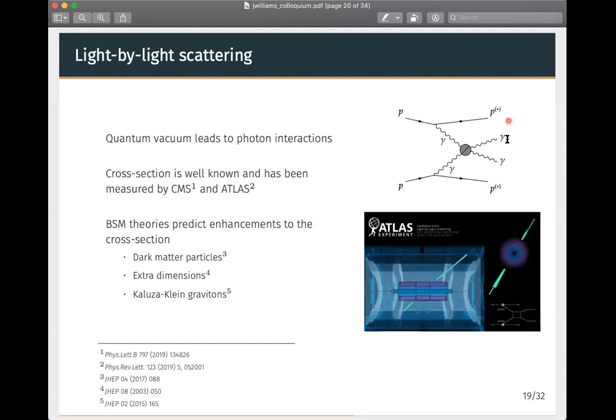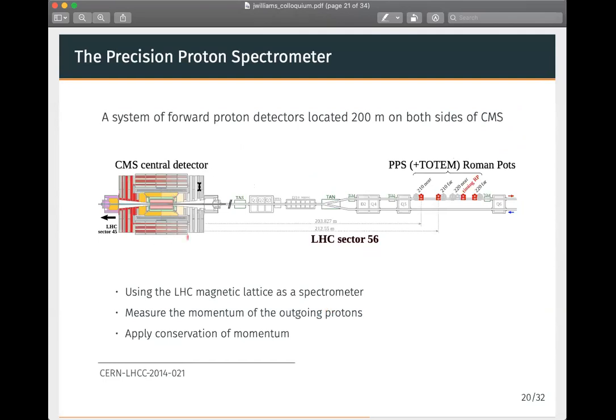So in order to study this process of these four final state particles that we can measure, we need to use a system of detectors. So the CMS detector you're already familiar with, but additionally, we need to use a set of forward detectors located about 200 meters on either side of CMS. This diagram is showing you just one side of these detectors, but a symmetric set exists on the other side as well. These set of detectors are known as the Precision Proton Spectrometer, or PPS, and they are specifically designed to measure protons that undergo an interaction in CMS, but remain intact and continue to travel down the beamline.